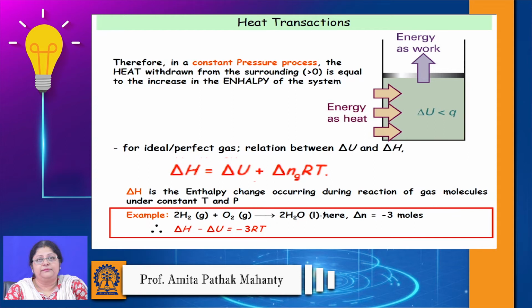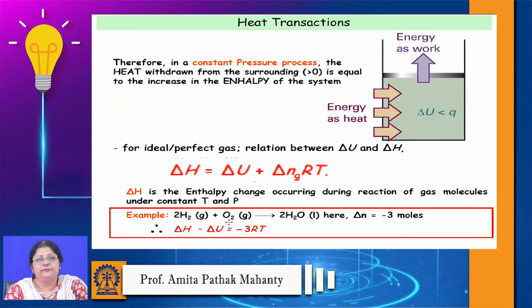So this is the reaction which is given. Now the difference between the enthalpy and the internal energy is going to be nothing but how many moles are changing: the final number of moles minus the initial number. What is going to be the delta number of moles? From here you can find out.